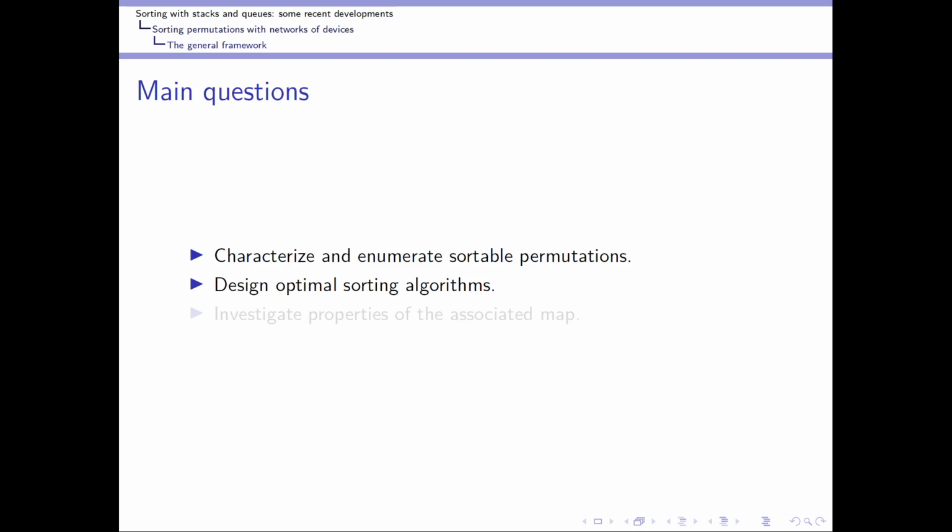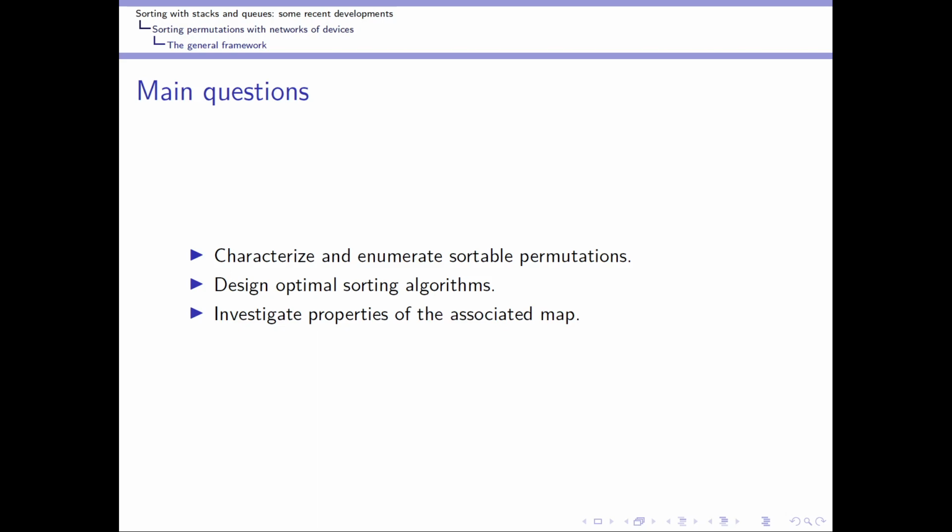And, well, from the point of view of the mathematician in general, it is important to investigate properties of the sorting map associated with a given sorting machine. For instance, one could try to understand preimages of a sorting map, which is in some sense a generalization of the first question, since in fact sortable permutations are precisely the preimages of the identity permutation.